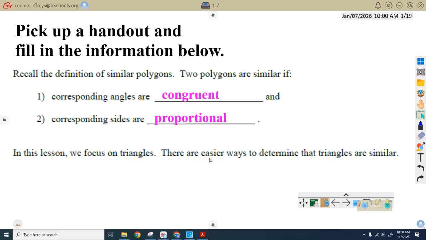All right, so this is kind of a review right here from yesterday's practice and Monday's lesson. Two polygons are similar if corresponding angles are congruent and if their corresponding sides are proportional. So we are going to use this as our basis for today's lesson.